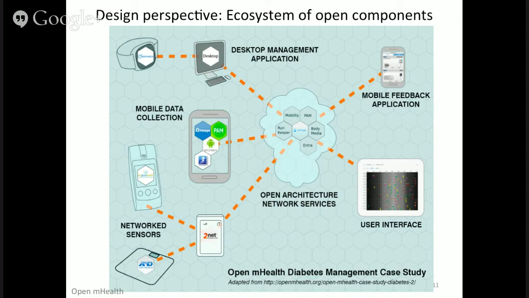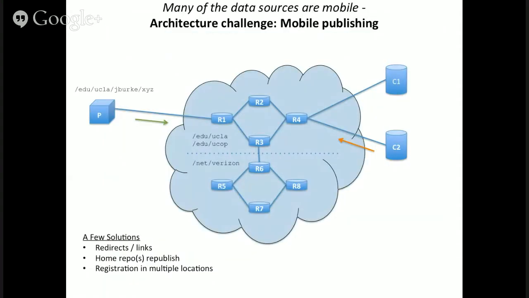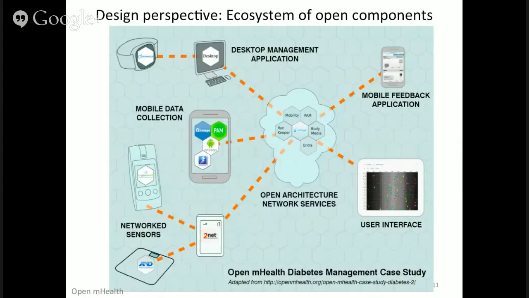What's the design perspective? Folks have probably seen a version of this diagram before, all the way back from the NDN proposal. Again, the idea is there's a number of services in an ecosystem that take mobile data collection on the left and result in feedback either on a mobile device or on a web-based user interface. And this is the perspective of the developer in terms of the ecosystem of components. Notice many of the data sources are mobile, and that's important.